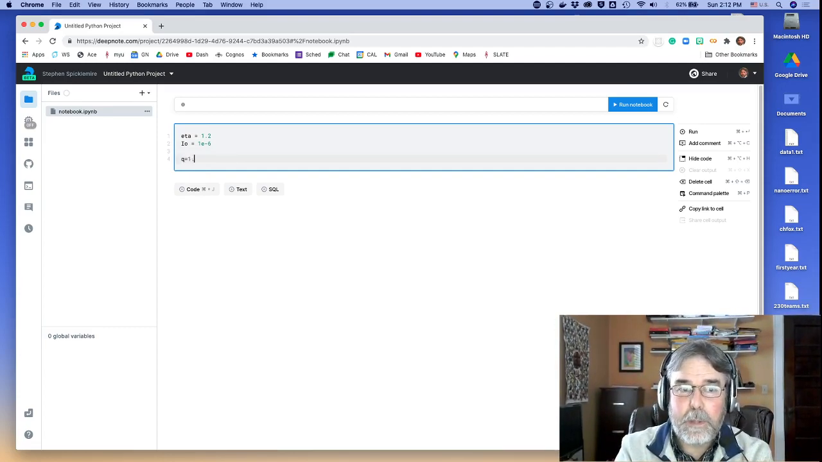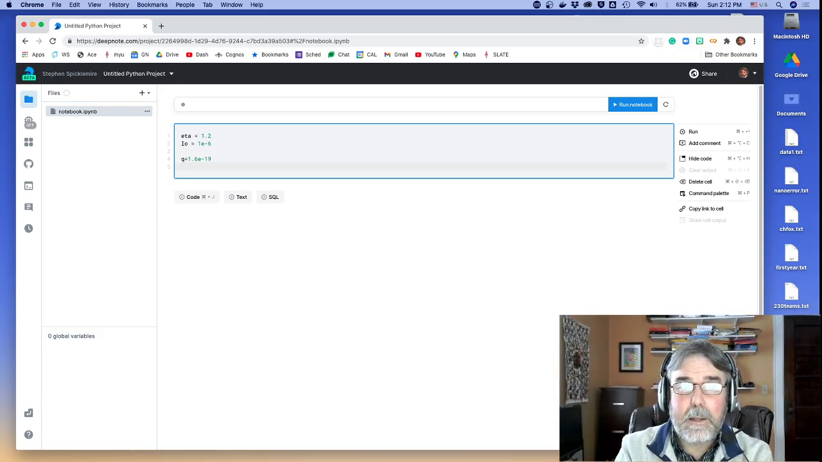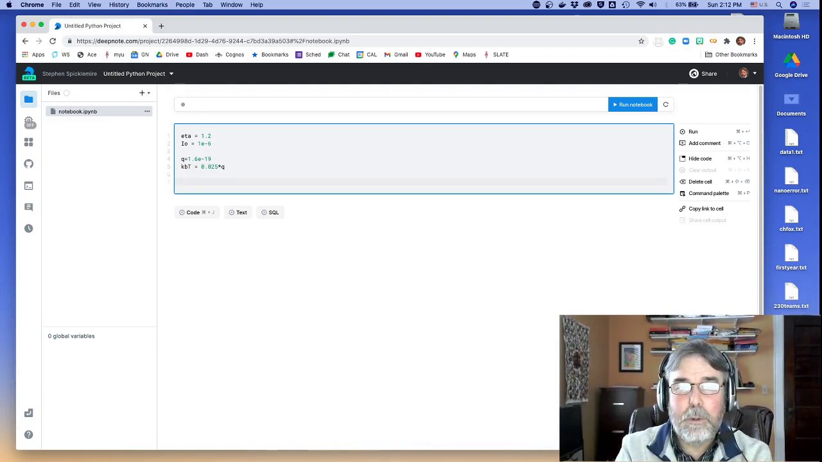And of course, we do know that the charge on the electron is 1.6e-19 coulombs. And we do know that the Boltzmann constant times temperature is about a 40th of an electron volt, so that's 0.025 electron volts. That's times Q, where Q is the charge on the electron, which happens to also be exactly equal to the proportionality constant between electron volts and volts.